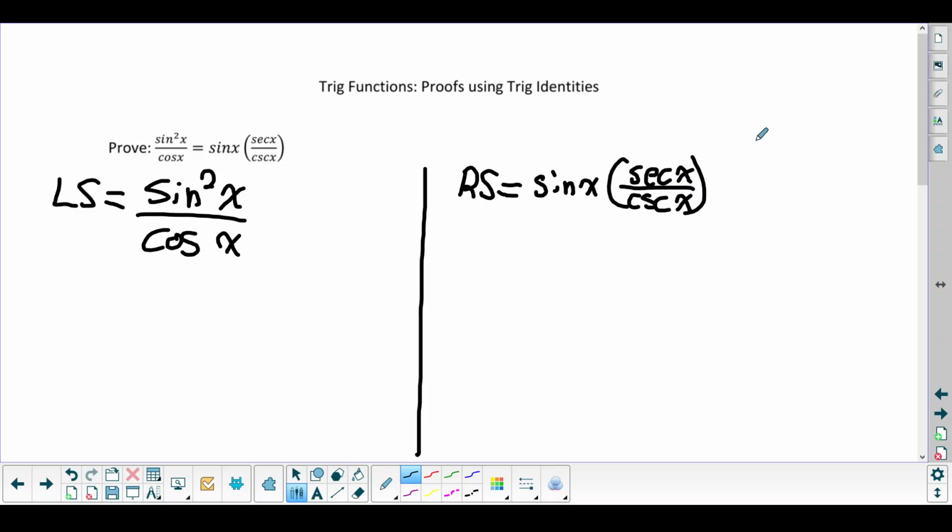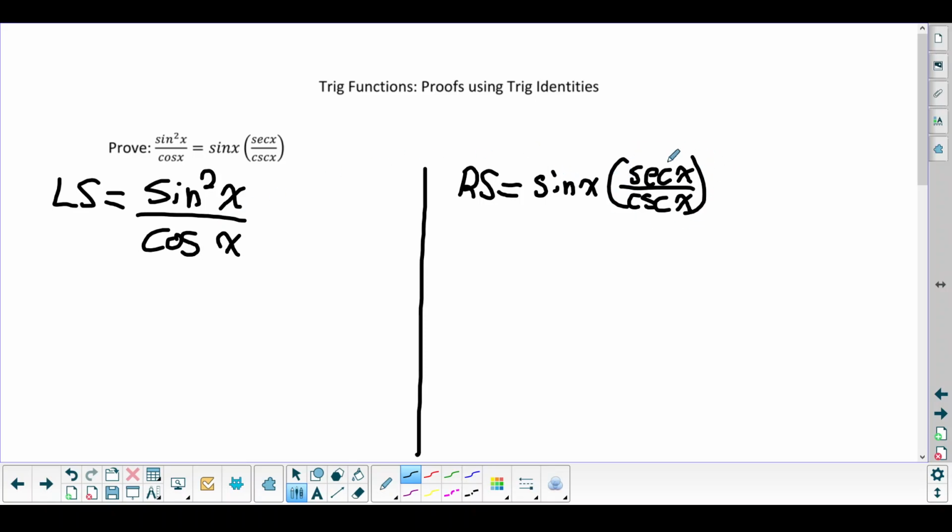Now let's try to look at each side and see if we can simplify it. So sine squared over cos squared, everything's in sines and cosines. I don't really see a way we can simplify that simply by canceling anything out. Like, sine over cosine doesn't cancel or anything. So I think that one's maybe as simple as it can get. But let's look at the right side.